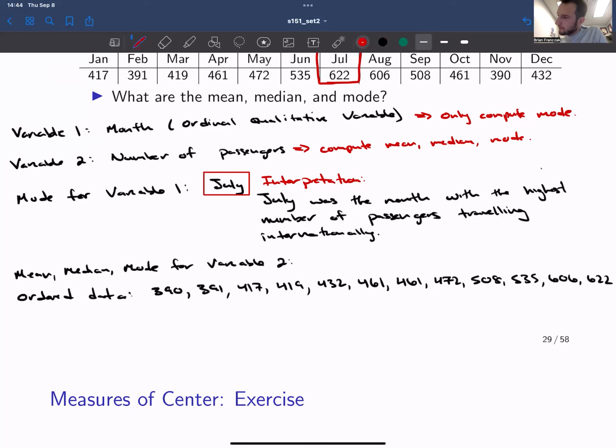Now we can see in the context of the mode, it's very easy to pick out the mode here because 461 occurs twice. And this is the only value of the 12 values that occurs more than once. So the mode for the second variable is 461.